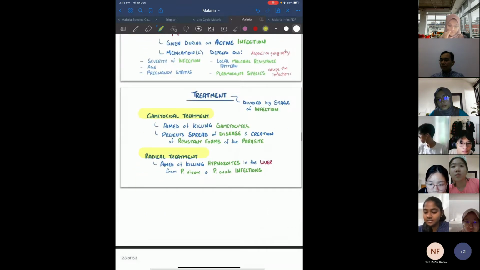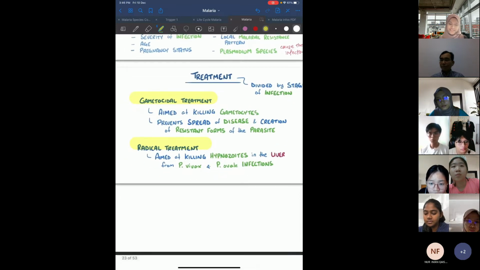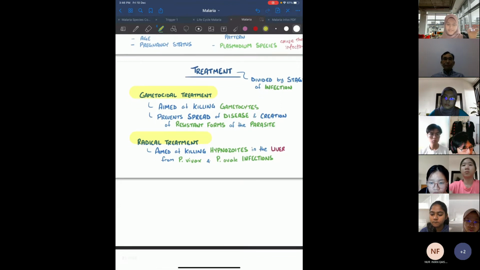Okay, the last two: gametocidal treatment, which is aimed at killing the gametocytes in the human host, not in the mosquitoes, but in the humans. It prevents spread of disease and creation of resistant forms of the parasites. Lastly, there is radical treatment aimed at killing hypnozoites in the liver from P. vivax and P. ovale infections. So we can see that P. vivax and P. ovale dominate in the liver stage, which is hypnozoites. Okay, that's all from me.